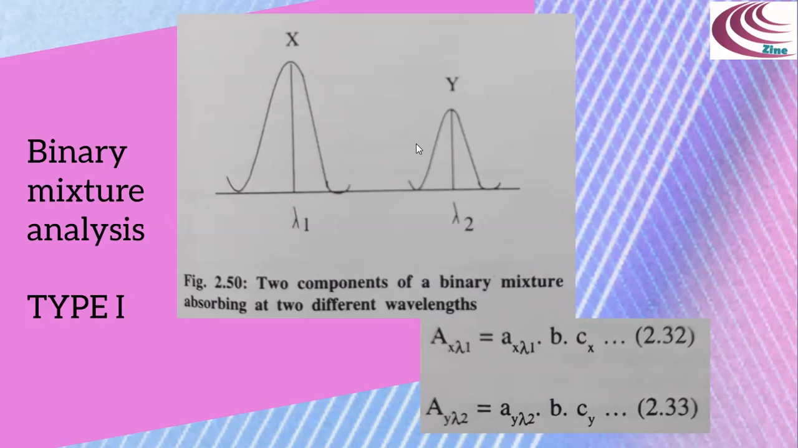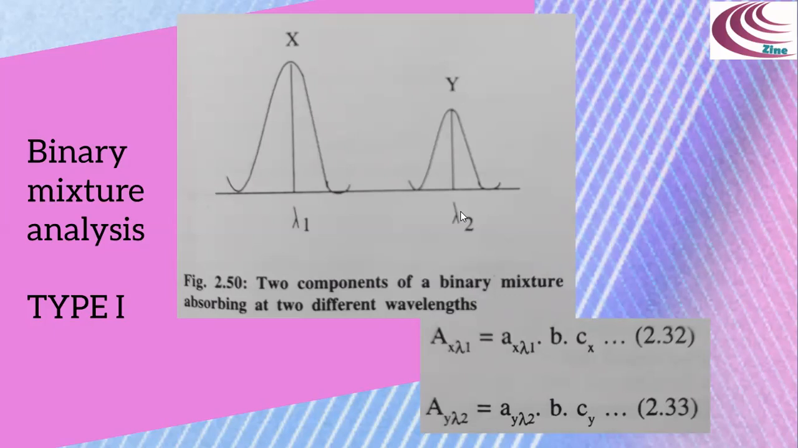This is the situation we are getting here in this figure. In a mixture containing two compounds, that is X and Y, let compound X absorb maximum energy at wavelength 1 and compound Y absorb maximum energy at wavelength 2.